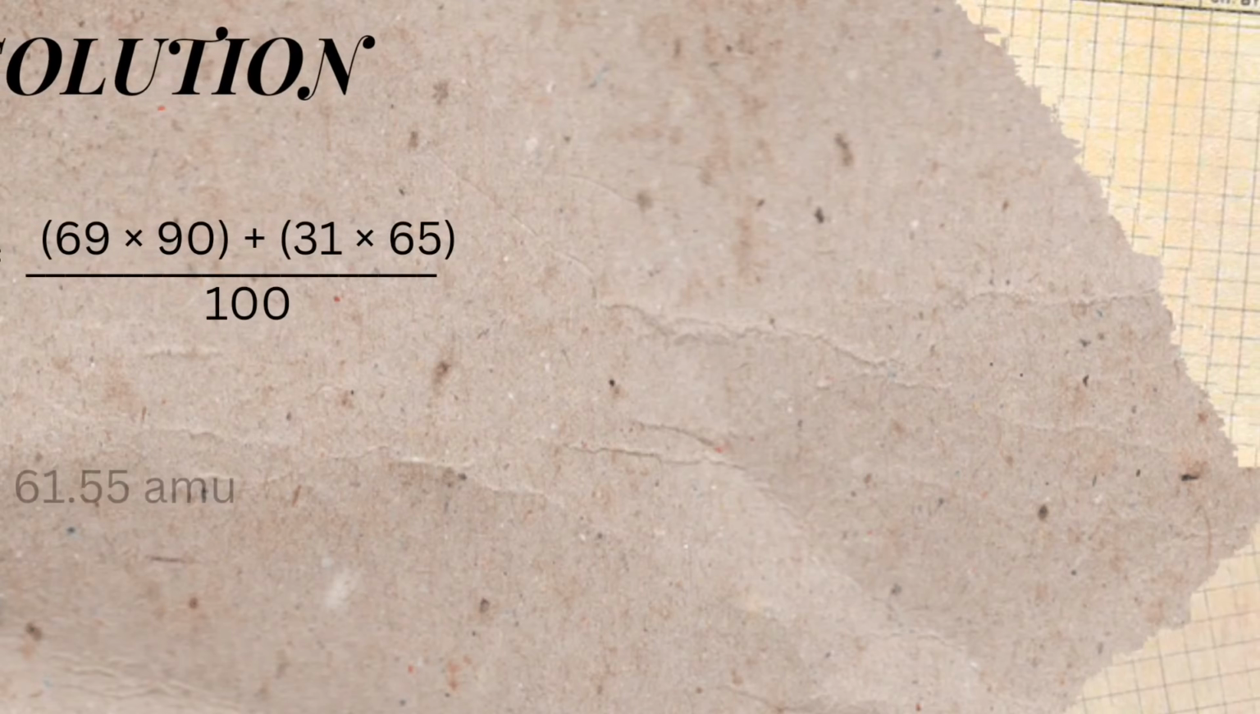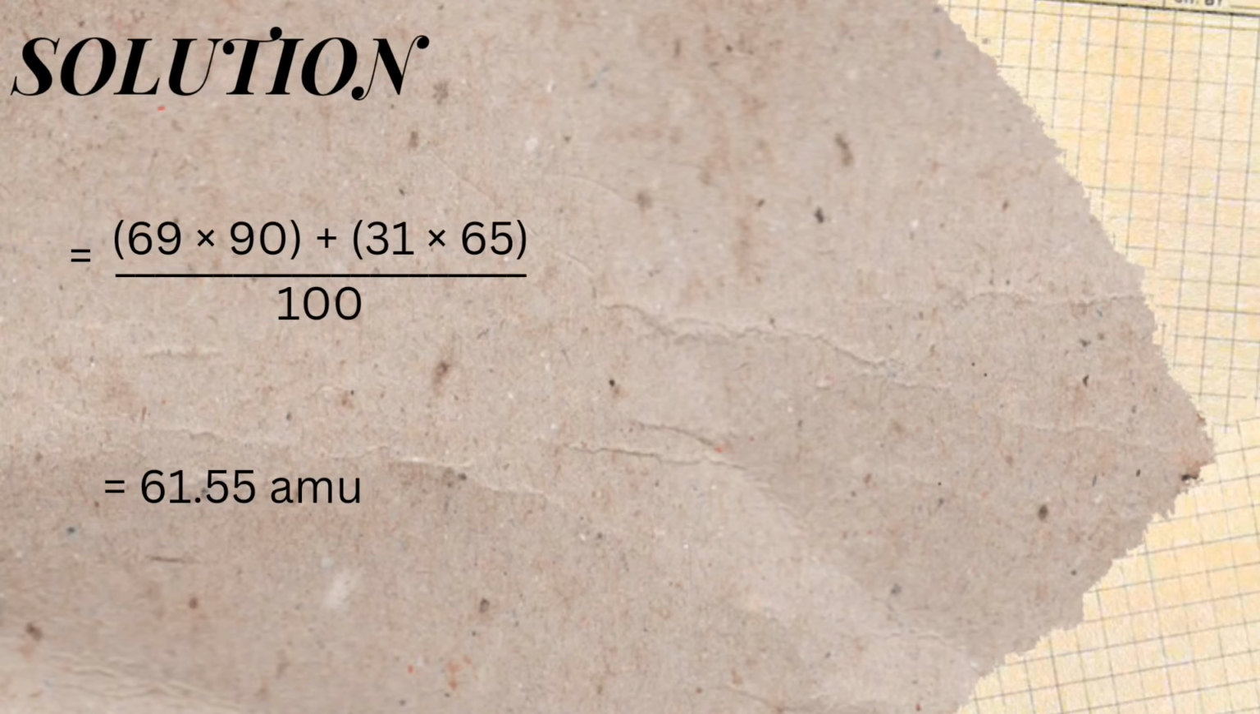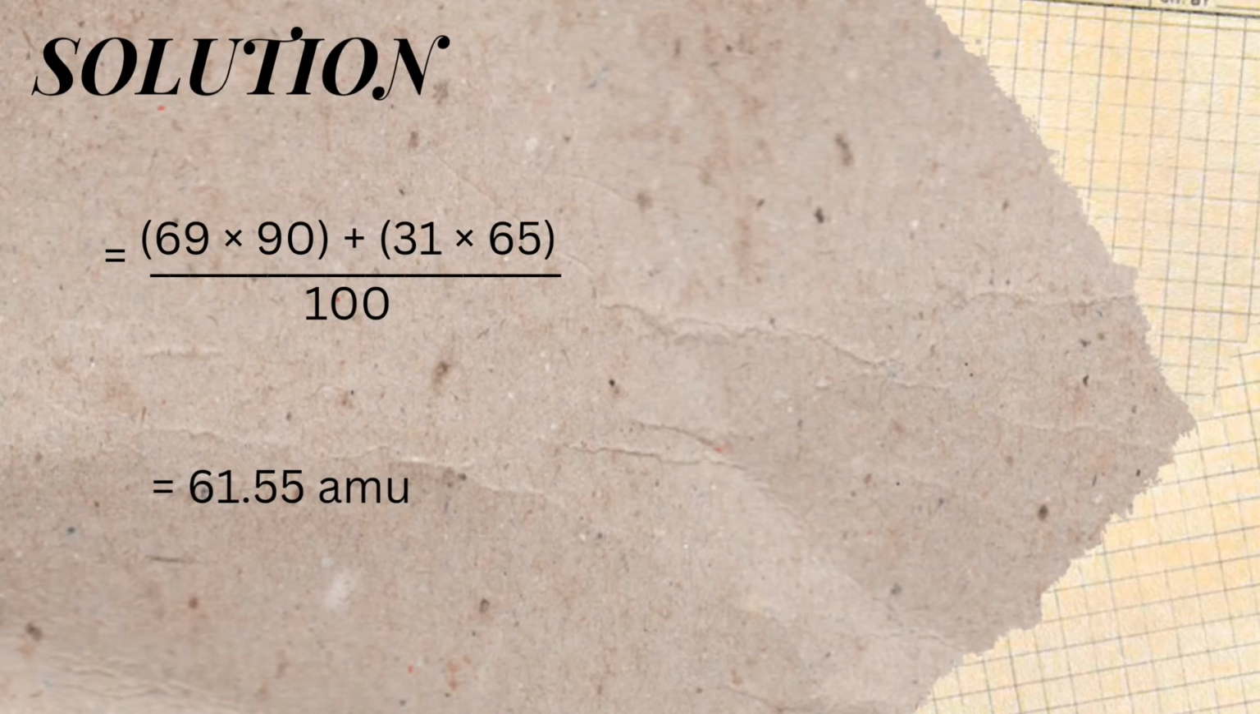For the solution, we can use the formula given. 69 multiplied by 90 and 31 multiplied by 65, and we add these products together and divide by 100. And the answer is 61.55 atomic mass units.